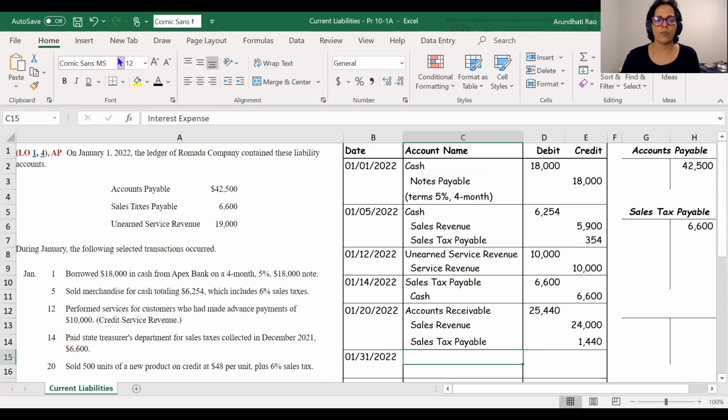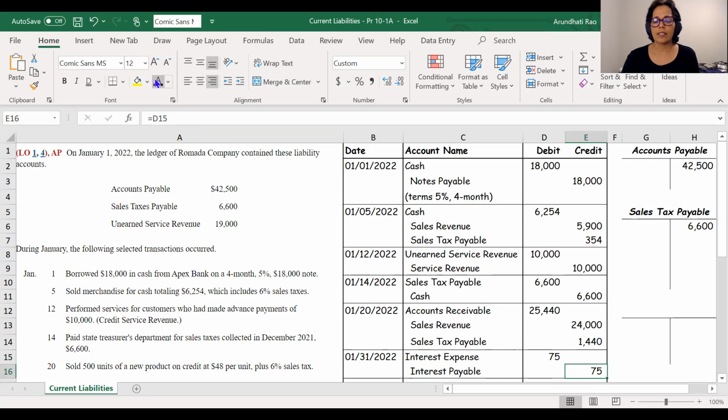In the journal entry, I will debit interest expense and I shall credit interest payable. It was 5% per annum from January 1 to January 31. One month has passed. So the calculation is going to be the face value of the note, which is 18,000, times 5% times 1/12, because only 1 month has passed so far. That dollar amount is $75.